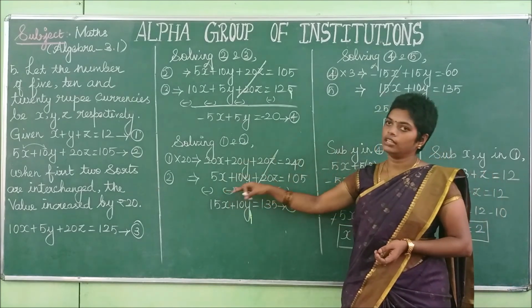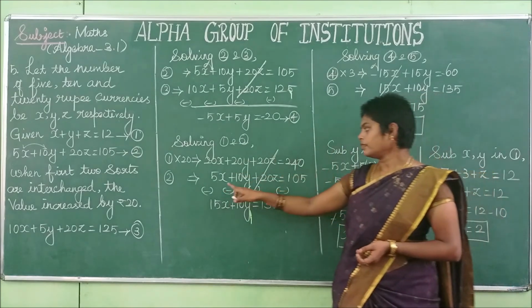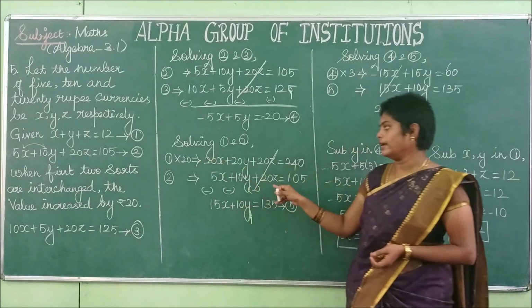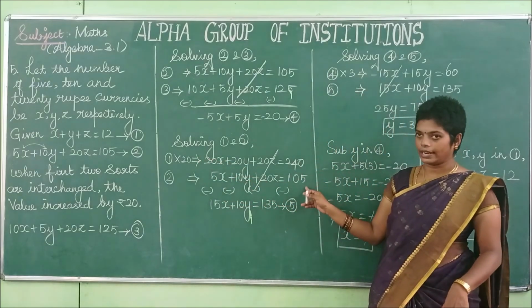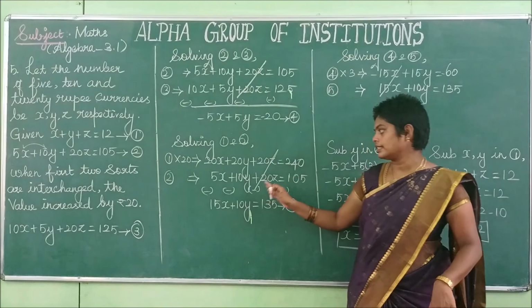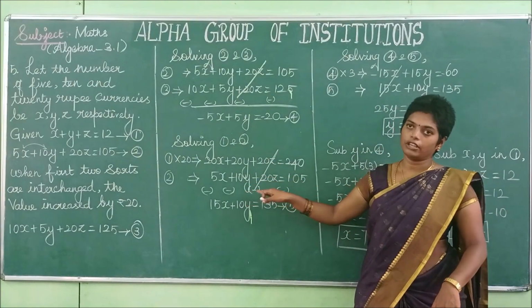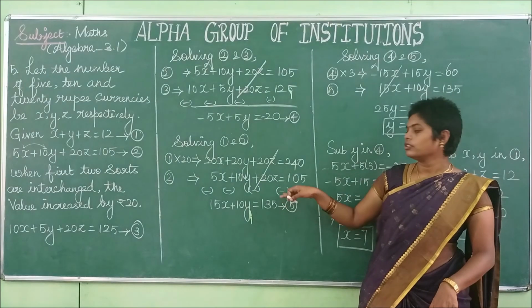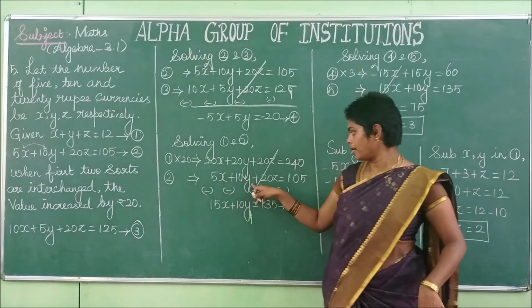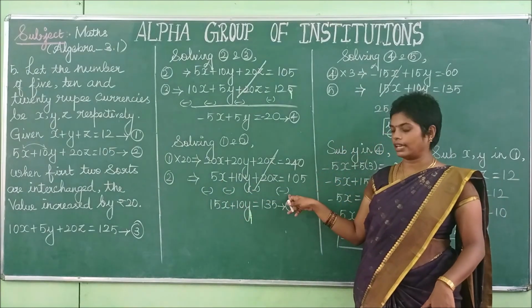Then write the second equation as it is: 5x plus 10y plus 20z is equal to 105. Now cancel the similar values. Here also 20z, here also 20z. First of all you have to interchange all the signs. So interchange the signs: here all are positive, so all will be changed to negative.